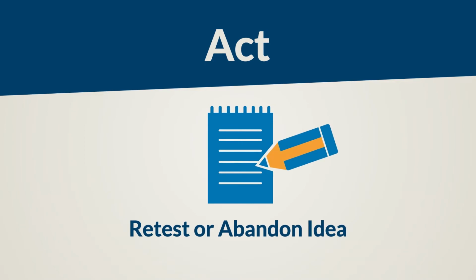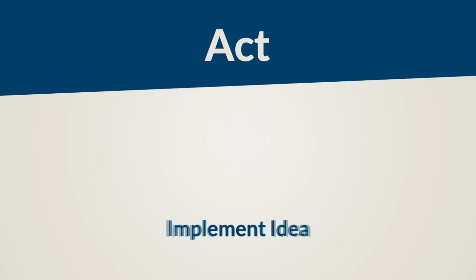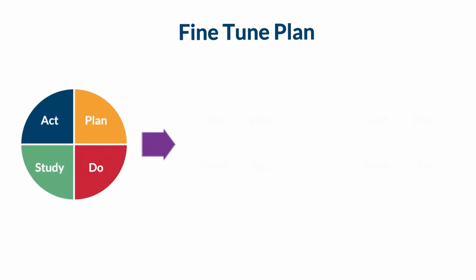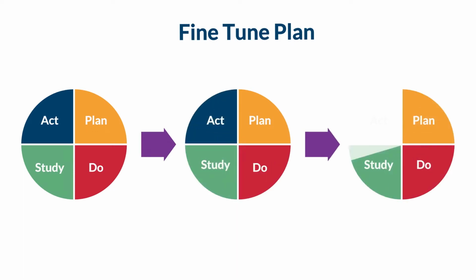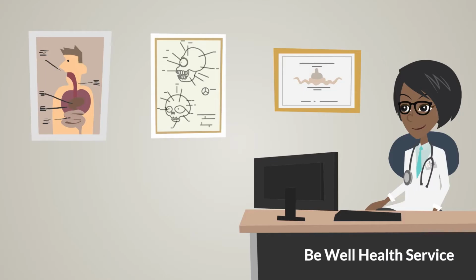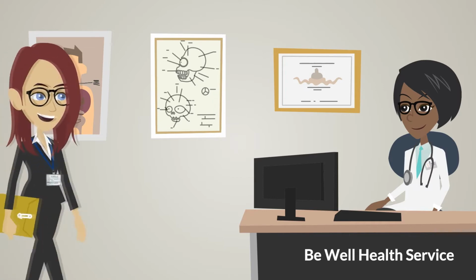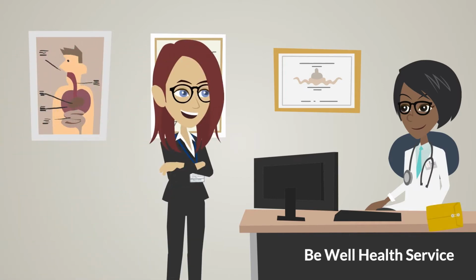Abandon the idea altogether and prioritise another idea generated from question 3. Or, implement the idea as you have demonstrated that there is adequate evidence to move to implementation. Quite often, we will need to complete more than one PDSA to fine-tune the plan before we consider implementing on a broader scale.